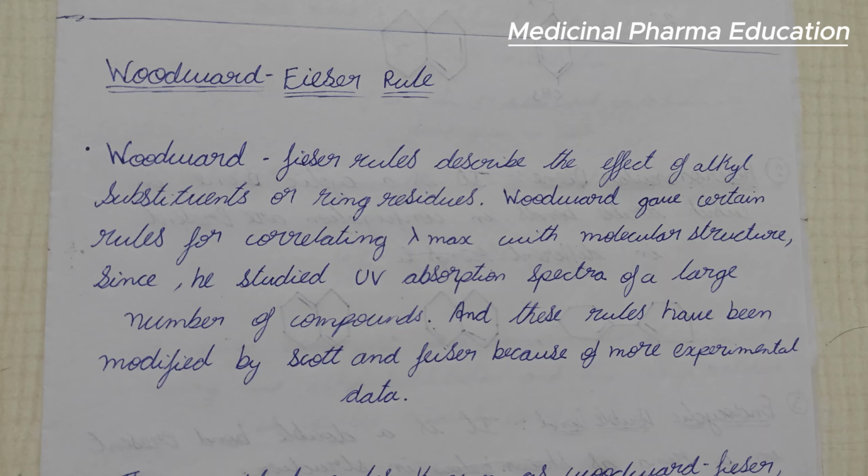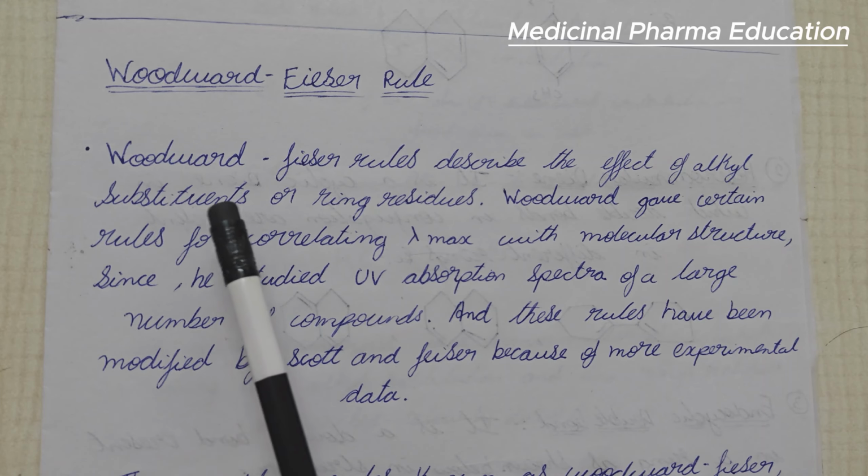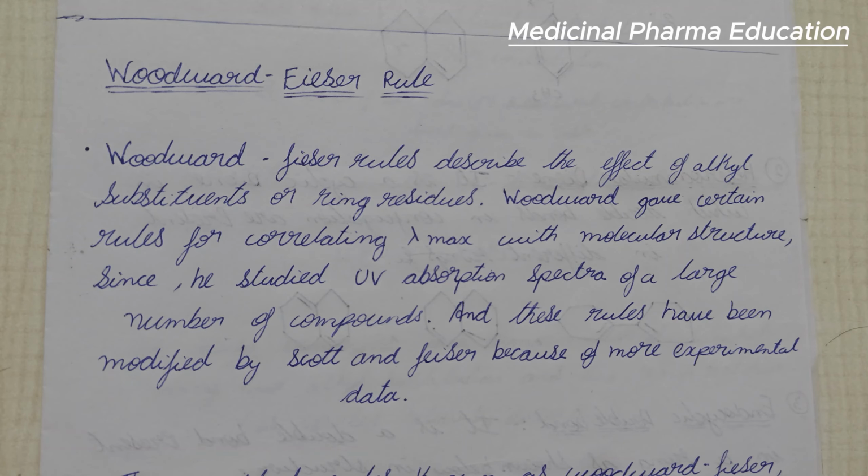What are Woodward-Fieser rules? Woodward and Fieser are both scientists. By studying the absorption spectra of a large number of compounds, they concluded that a given structure can absorb a certain wavelength. By this concept they developed the Woodward-Fieser rules.